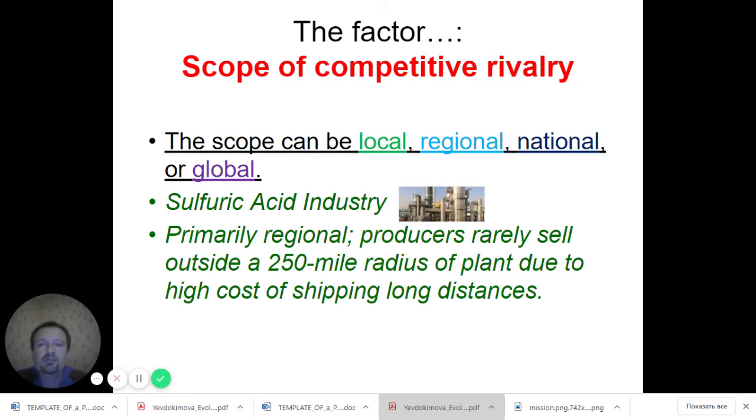And global competition means that all competitors compete all over the world. To explain this scope of competition, we could use any industrial products. For example, everybody has a mobile phone. This is an example of global competition because Samsung is competing with Nokia, is competing with Apple all over the world.